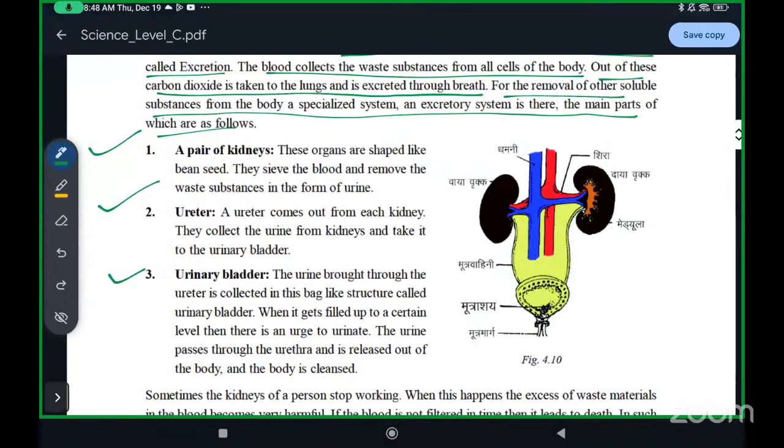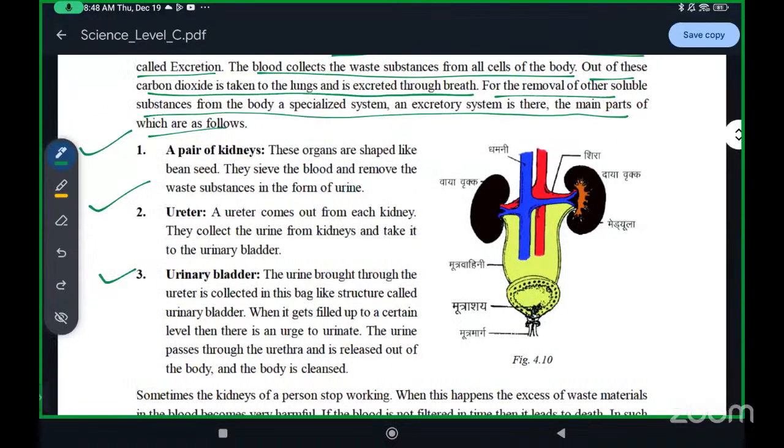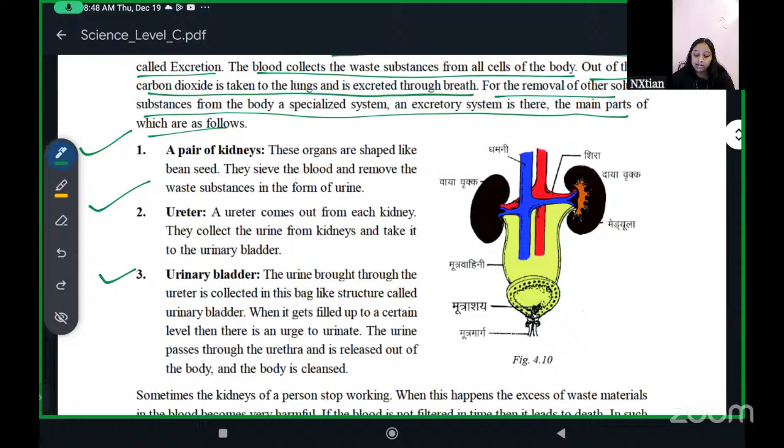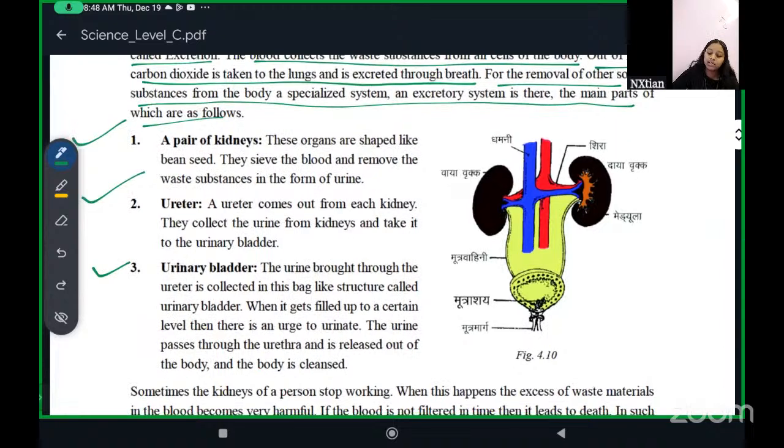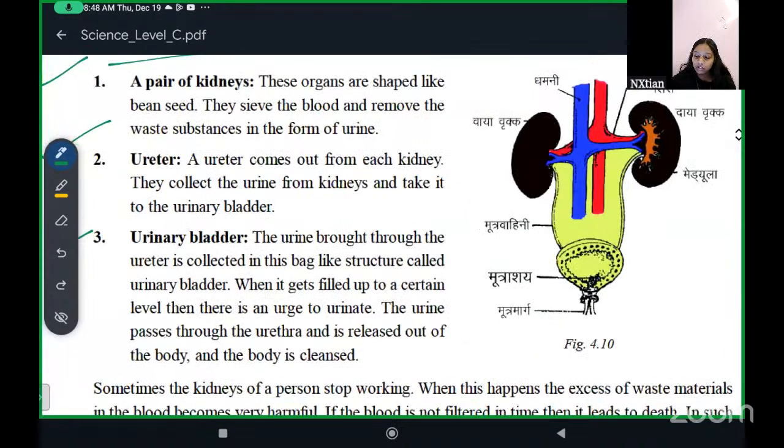Then we have the ureter. A ureter comes out from each kidney. They collect the urine from the kidneys and take it to the urinary bladder. Then the urine brought through the ureter is collected in this bag-like structure called the urinary bladder. So this is the bladder, okay?